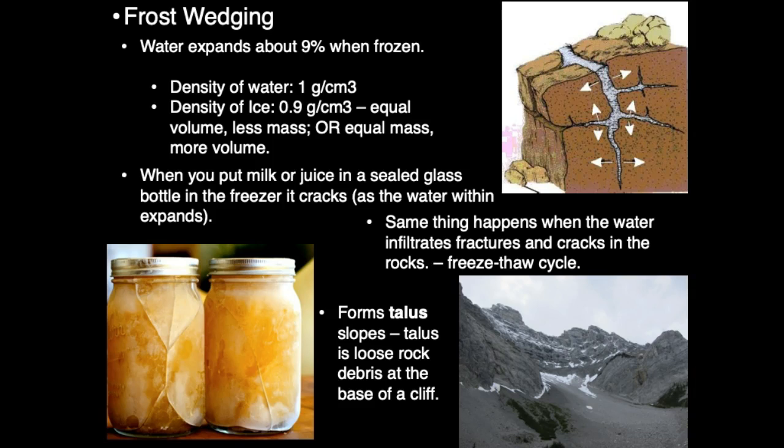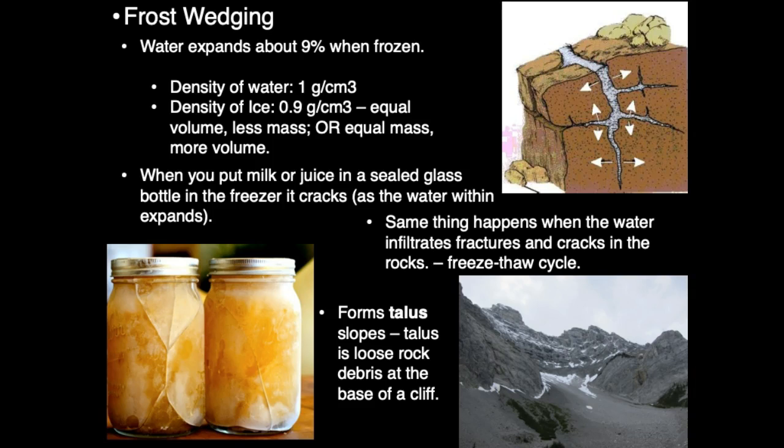Well, water itself expands about 9% of its previous volume when it's frozen. The density of water is 1 gram per centimeter cubed, and that of ice is 0.9 grams per centimeter cubed. So there is less mass in ice than water for the same volume, or in other words, if a set mass of water is frozen, it expands in volume, okay? So hopefully that makes sense, but if not, go ahead and write it down. Again, density is equal to mass over volume, and so that way you could make that understanding.